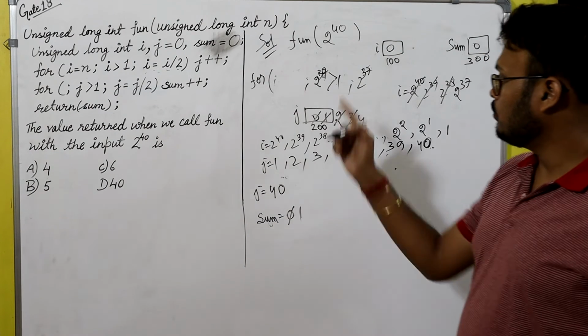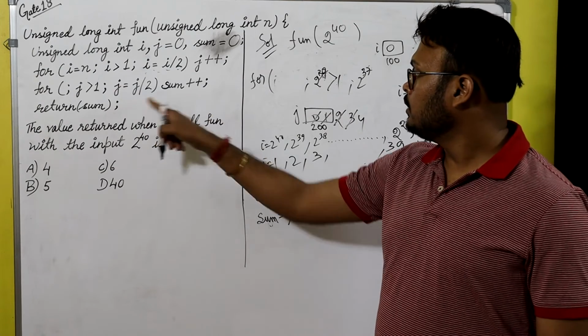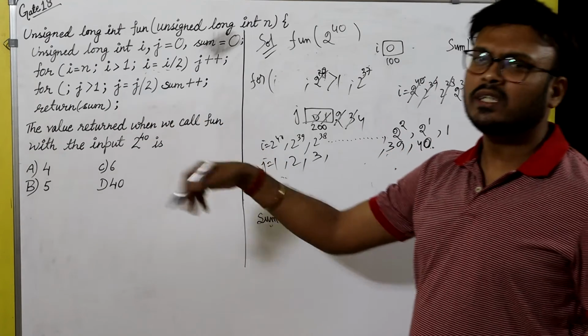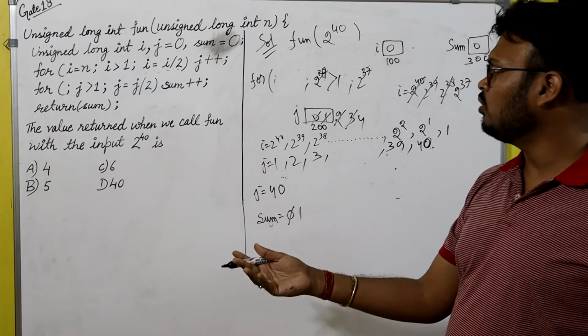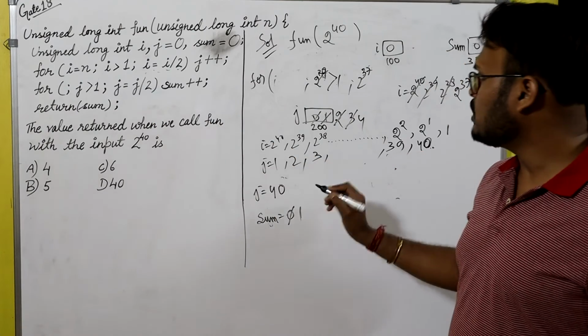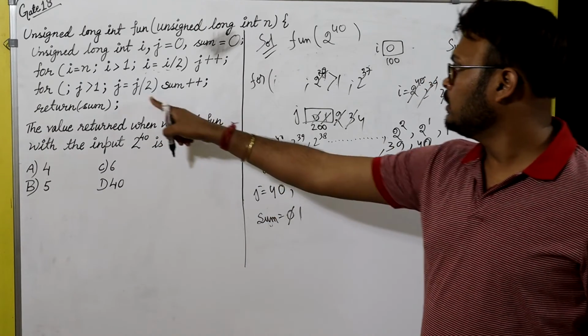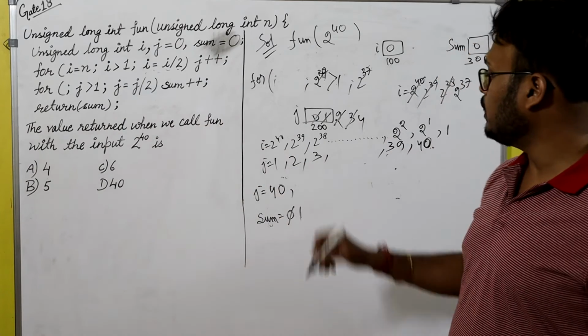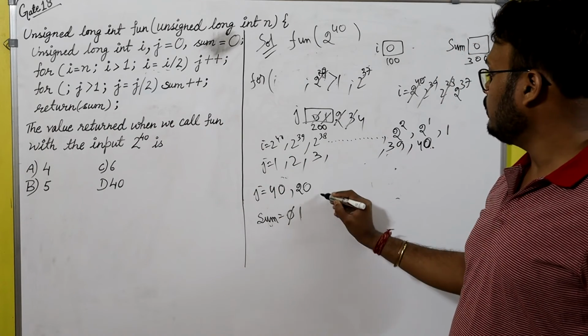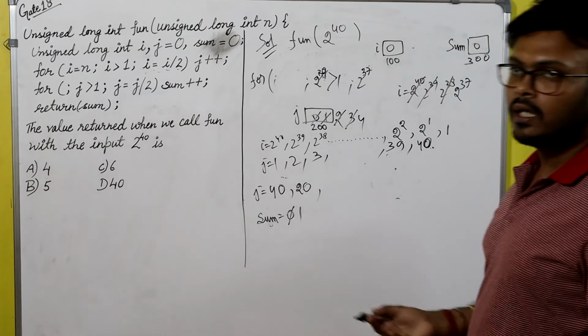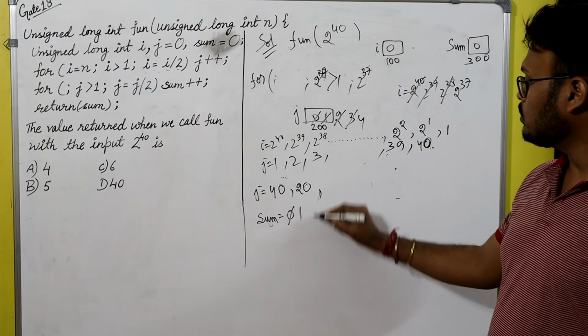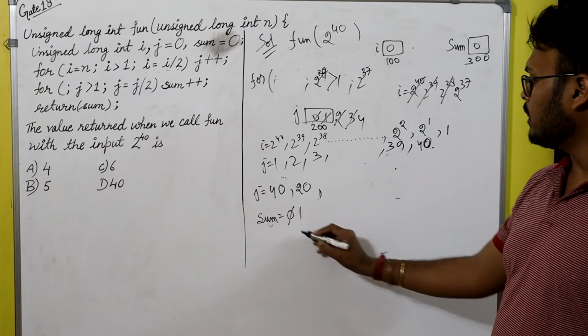Fine. So now again, just divide the value of j by 2. It's a simple concept of for loop. Nothing new is there. That's why I am not going into very detail. So now the j value will be divided by 2. So 40 by 2 is 20. So 20 is greater than 1. Yes, 20 is greater than 1. So the value of sum will become 2.